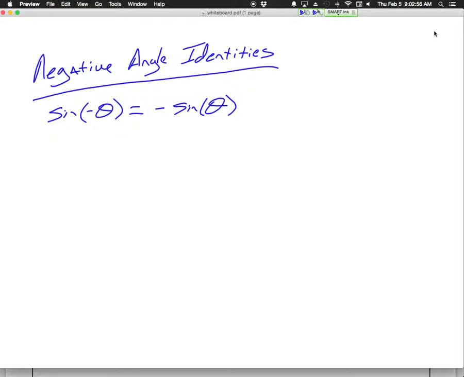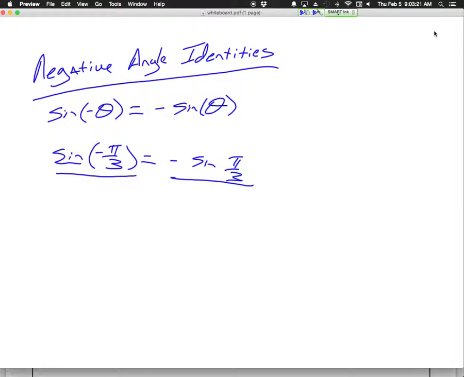So, for instance, here's an example. This negative angle identity is telling me that sine of negative pi over 3 should be the same as what? Negative sine of pi over 3. So that means if I evaluate this on the left, it should give me the same as what's on the right. So let's figure this out.